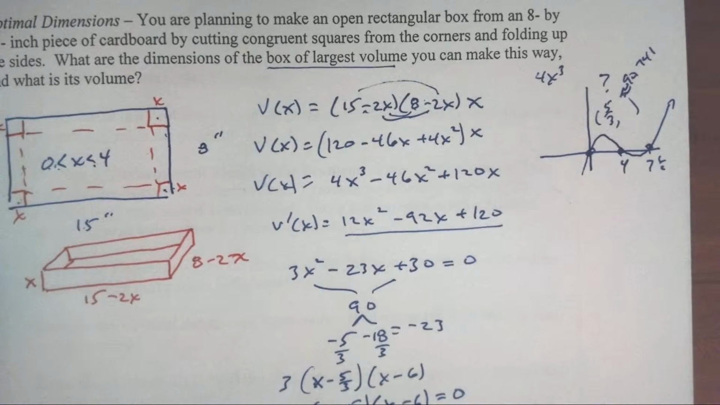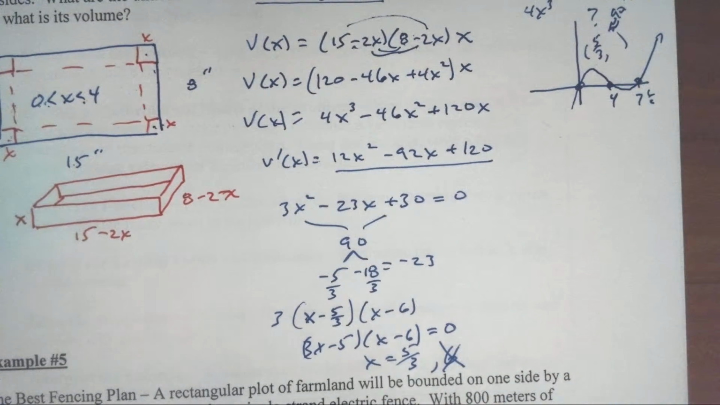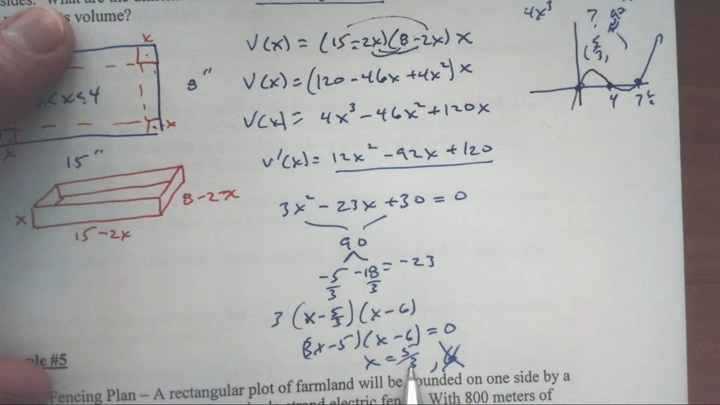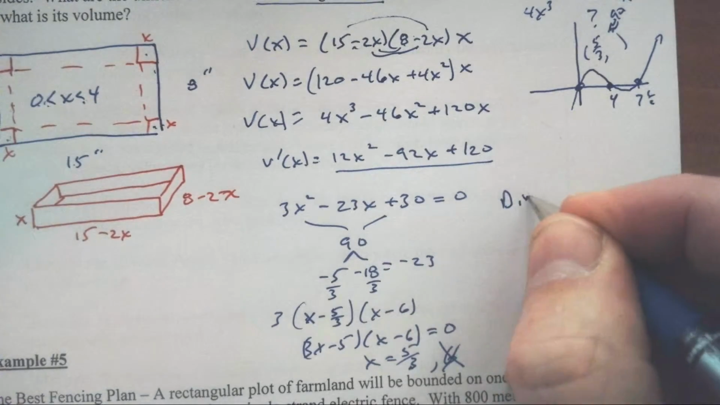So x equals 5/3 as we suspected. Sorry, x equals 5/3 and 6, but 6 is out of our domain. So 5/3. What are the dimensions of the largest box volume you can make this way, and what is its volume? The dimensions.